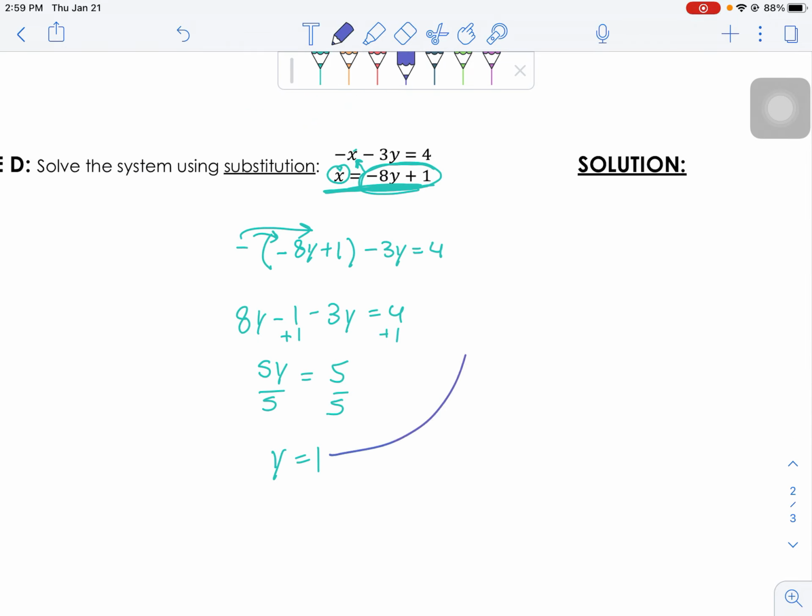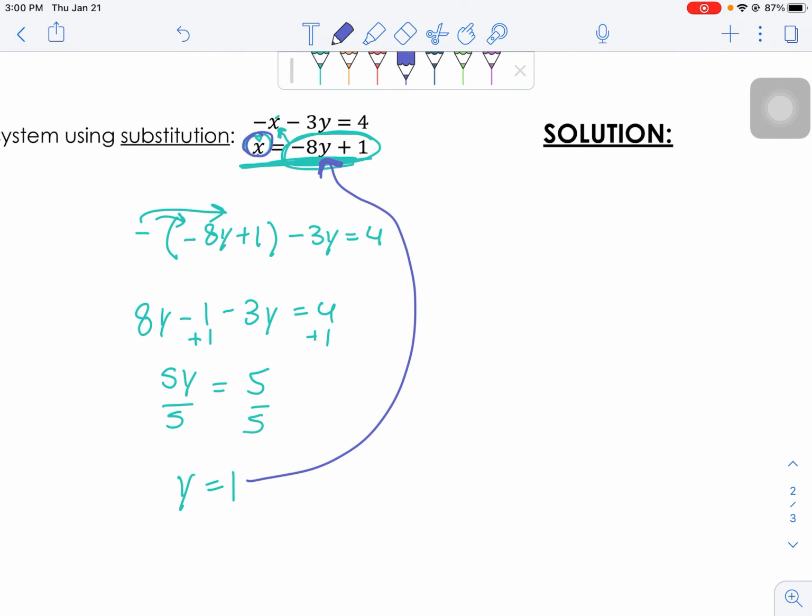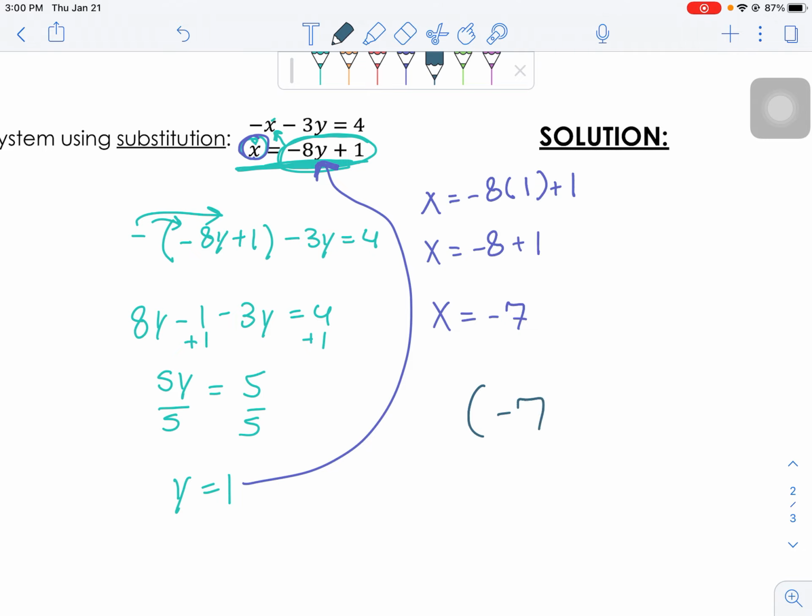Once we find that y is equal to 1, I always recommend plugging it into the equation that's already solved for the other variable that we need. So we need x, so plug it into the equation that's already solved for x. Notice this other equation is not solved for x, so it would be a little bit more work to solve for x in that equation. So x is equal to -8 times 1 plus 1, so that's x is equal to -8 plus 1. So x is equal to -7. So our solution is (-7, 1).